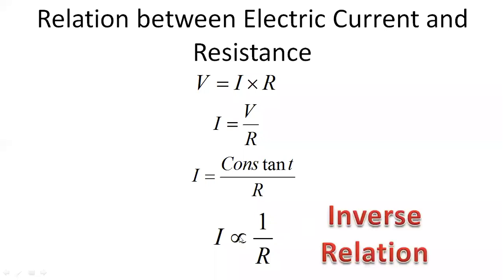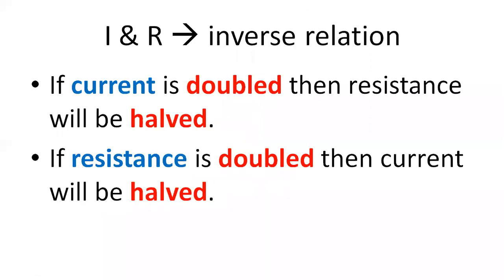So there is an inverse relation between what? Current and resistance. Current and resistance, what kind of relation do they have? Inverse relation. Okay, so this is what I want you to write down, but focus on this first. Inverse relation means what? If I increases, R will decrease, and if I decreases, resistance will increase. That is the simple definition.